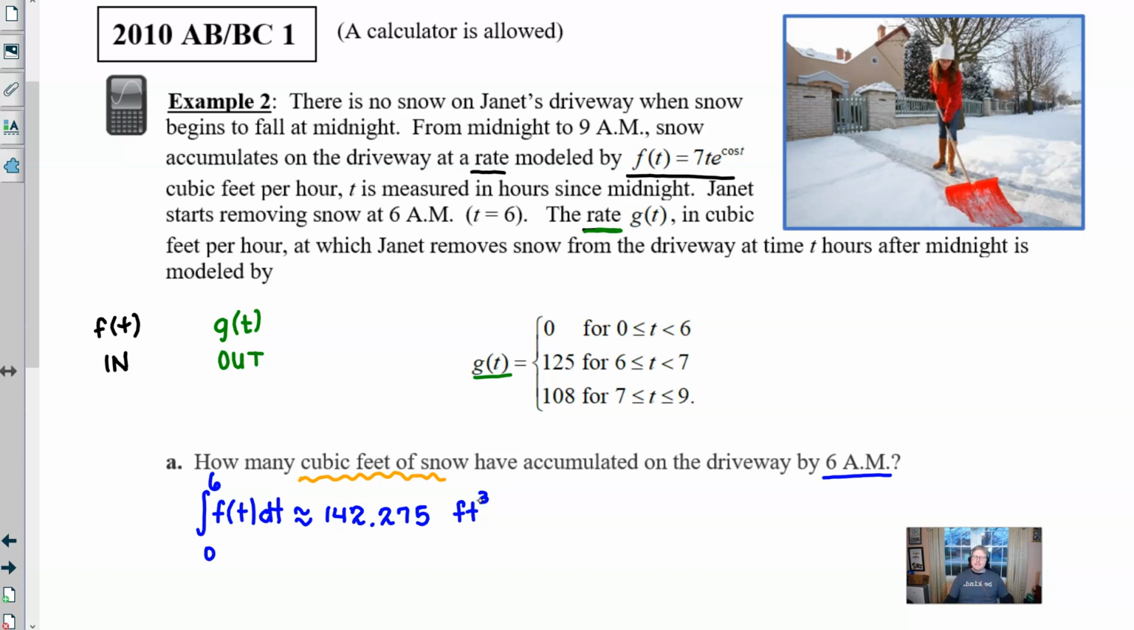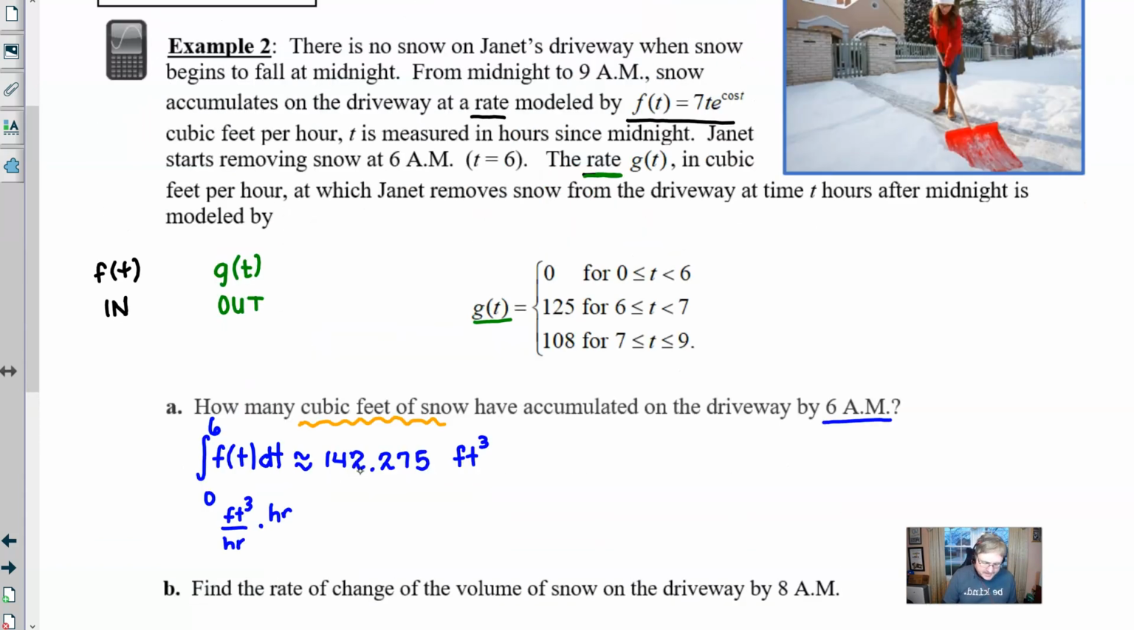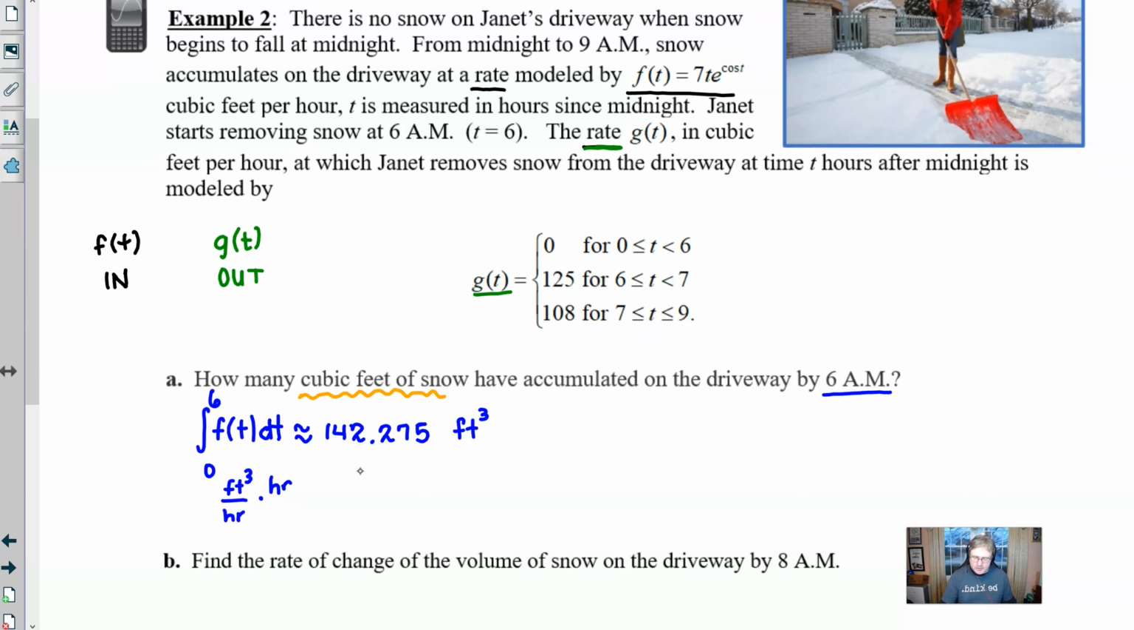All right. Now, if you're wondering, how do we know it's cubic feet? Here's another cool way to think about it. F of t is already a rate, which is cubic feet per hour. The d of t is a time, which is hour. So that causes those to cancel. So you're sitting on 2 points, so we haven't really broken a sweat yet. Janet might have, but we're doing fine. So we're going to take a look at part B.